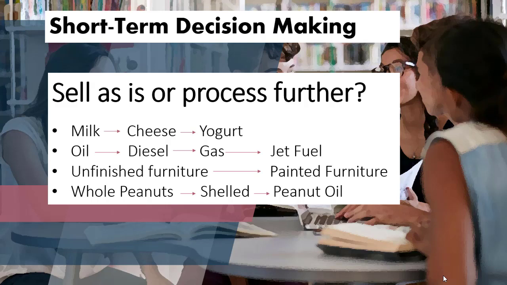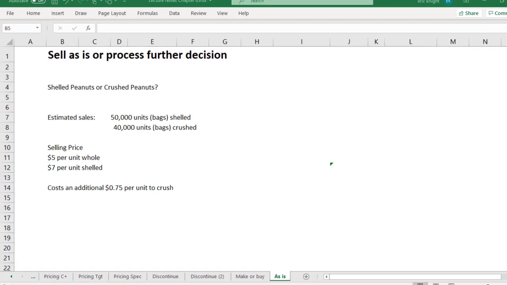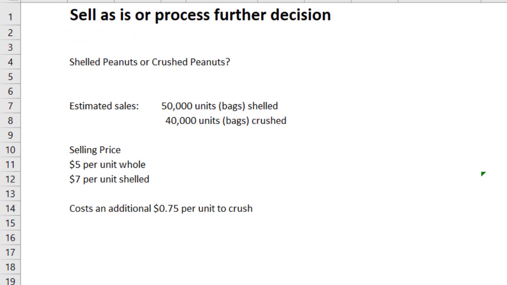And then finally we have whole peanuts, an agricultural product, and we could take that and sell them as is, or we could sell them shelled or crushed or continue to further process them as peanut oil. The point is that we need to determine whether or not the additional cost to further process is going to be more than the additional revenue that we could make from the more refined product. In our example, we have peanuts, and our factory can either shell them and sell them as is, or they could sell them crushed to be used in recipes.